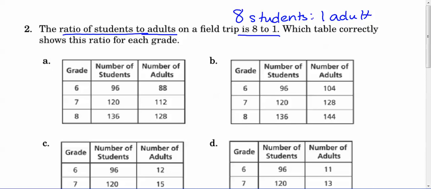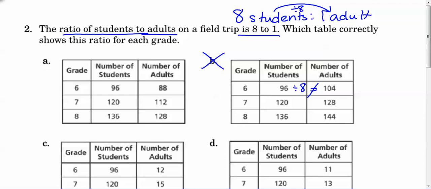We know, obviously, there are a whole bunch more students than adults. If we take our number of students to get to adults, we're dividing by 8. Or you can look at it the other way and say there are 8 times as many students as there are adults. So from students to adults, we're dividing by 8. That adult number should be smaller than the student number. So choice B cannot be our option, because 96 divided by 8 does not equal 104. And that's just common sense.